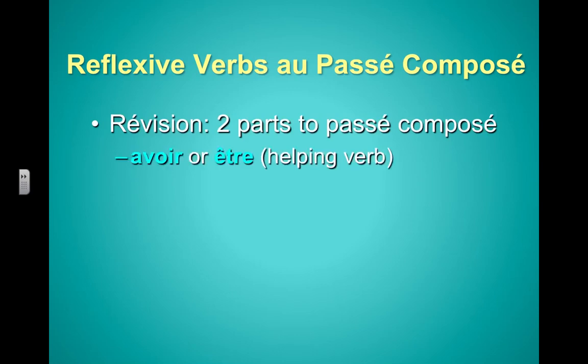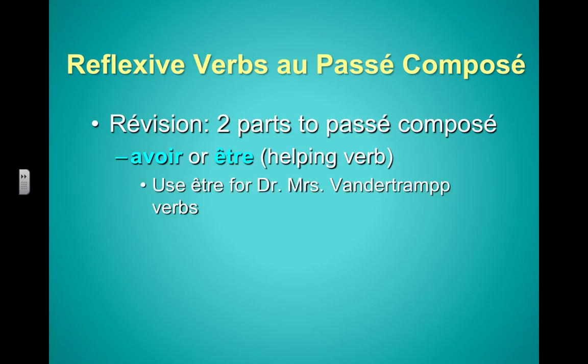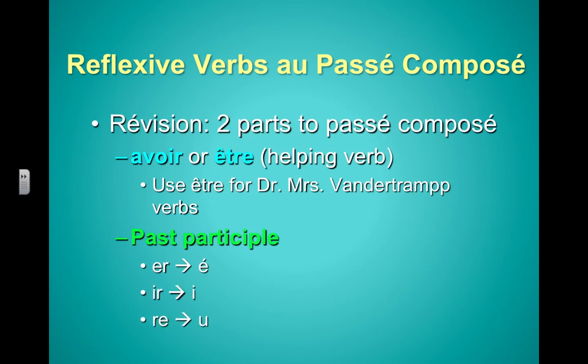We have either avoir or être as our helping verb. Remember, we only used être for Mr., Dr. and Mrs. Vandertramp verbs. Our second part was the past participle. And we would form past participles by taking out the ER, adding É with an accent aigu, etc., etc. Right? It's all coming back to you. So, well, there's two parts in the Passé Composé of normal verbs.